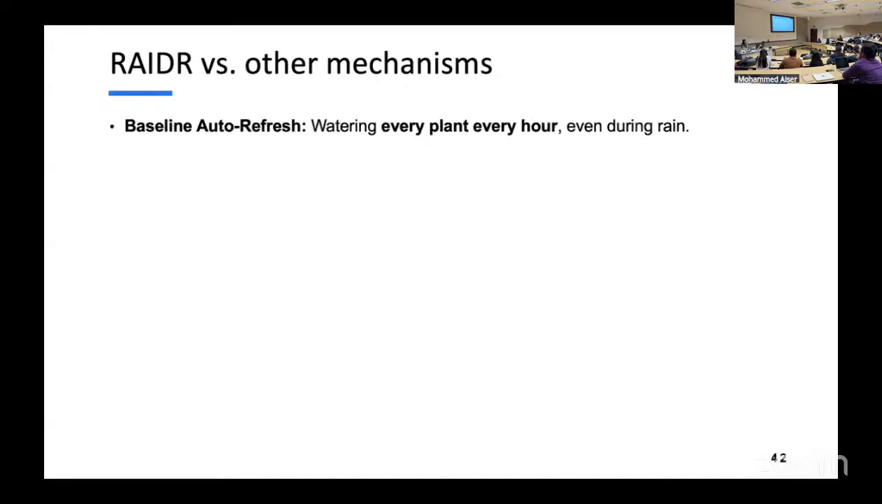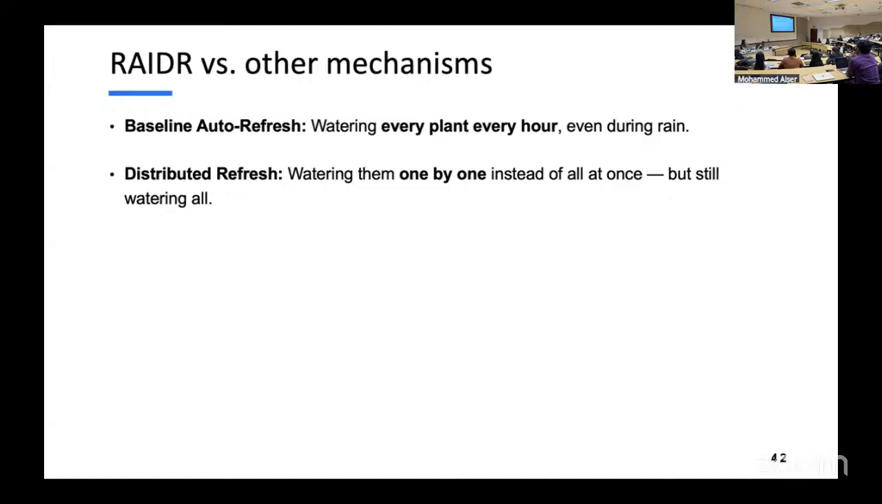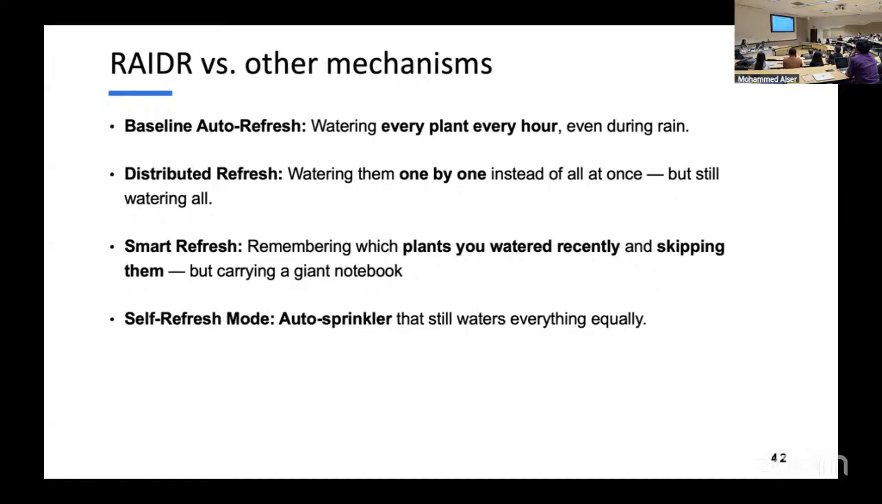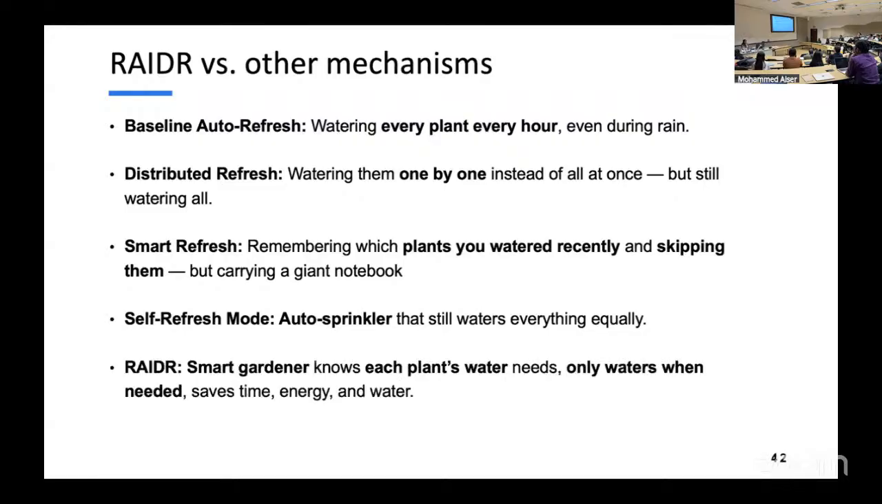First, baseline auto refresh. It matches the introduction we had: it waters the plant every hour during the rain. In distributed refresh, the watering will happen one by one instead of all at once. In smart refresh, it will remember what you have watered recently and skip those. The self refresh mode is an auto sprinkler that still waters everything equally. And RADAR is the smart gardener, which knows which plant needs water and only waters when it is needed. That saves time, energy, and water.